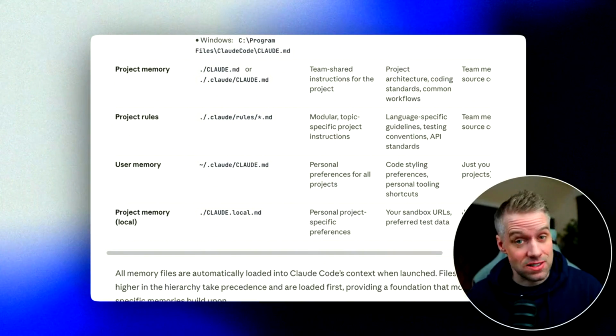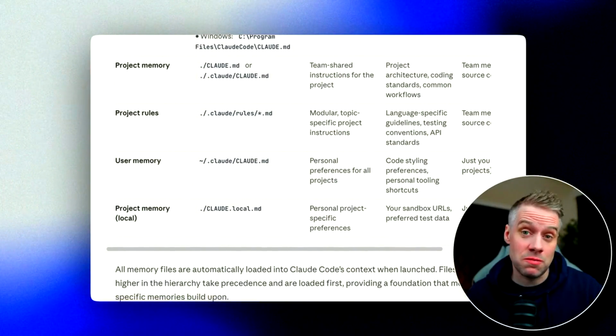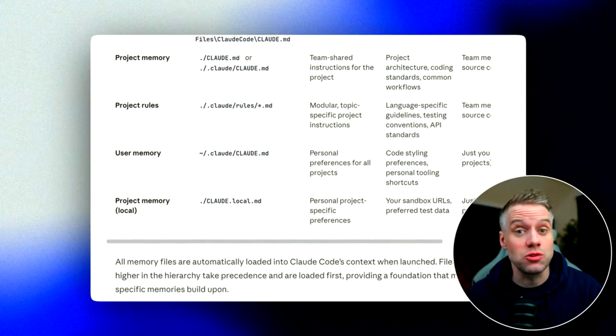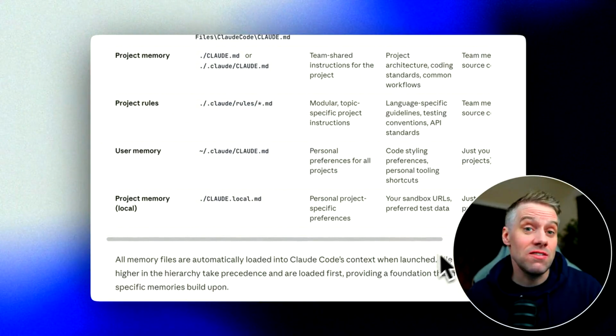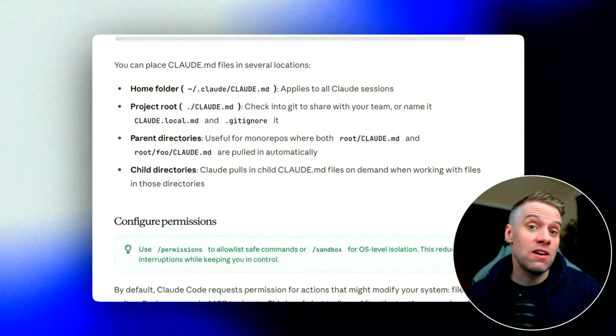The memory table is worth slowing down on because scope prevents chaos. Project memory is shared with the team. Project rules can target specific workflows. User memory follows you across projects, and local memory stays private. Used well, this keeps Claude Code helpful without making every preference global.